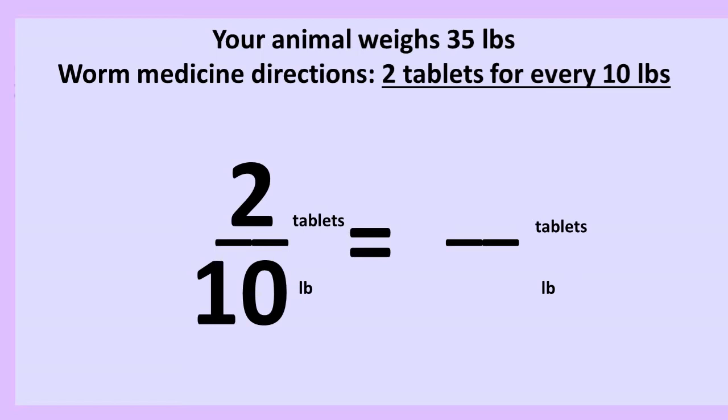But if you put 35 in the wrong place, your calculation will be incorrect. That is why we label. Now cross multiply the 2 numbers that we have. Divide by the odd. How many tablets do we need?